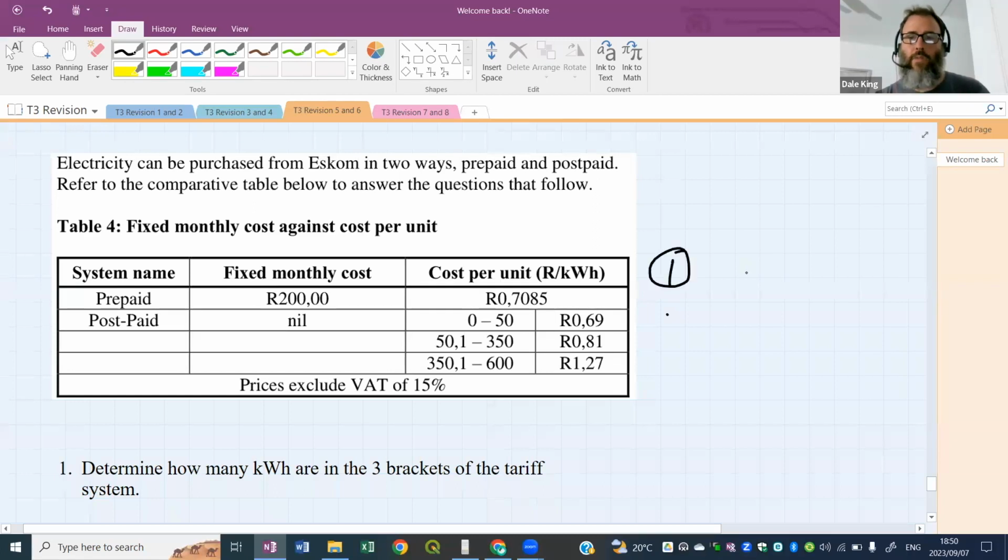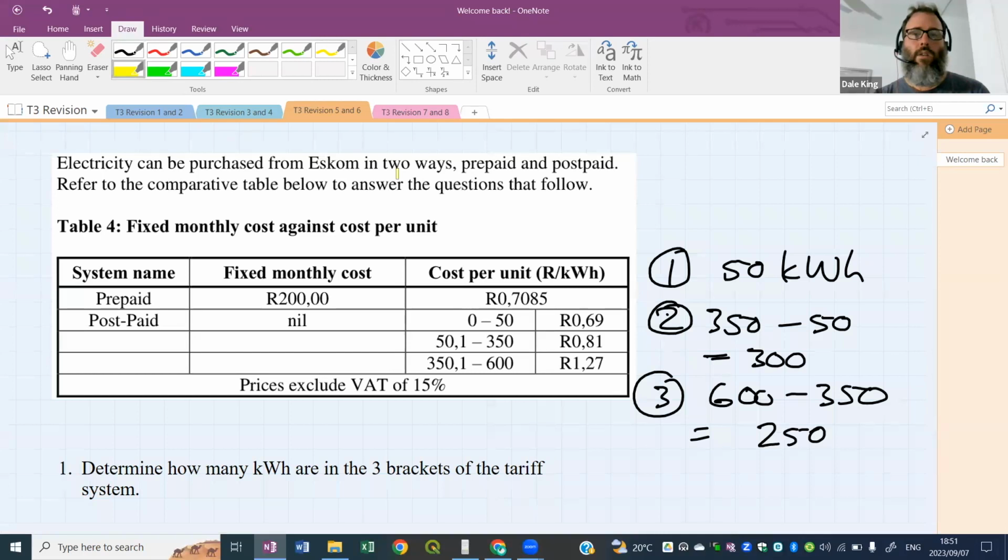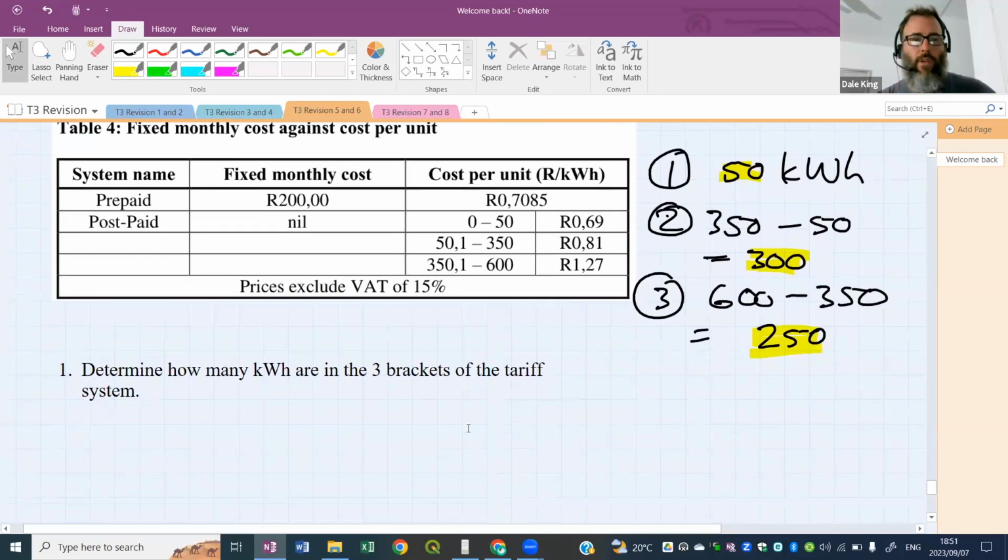For the first bracket, we've got 50 kilowatts. We can see that. That's easy to do. For the second bracket, we'll subtract. We'll say 350. Don't say comma 1. You just do that. That gives me 300. The next bracket, we've got 600 minus 350. This gives us 250 in that bracket. So we've got 50 in the first bracket, 300 in the second bracket, and 250 in the third bracket. That answers question number 1. I hope you guys are all with me. Don't put the comma 1, please.